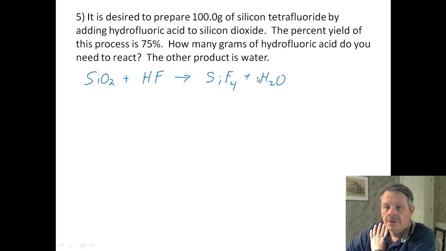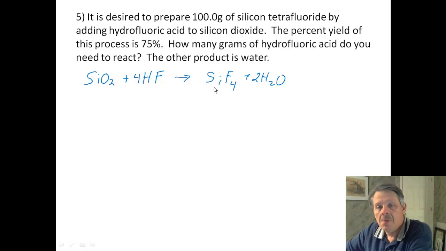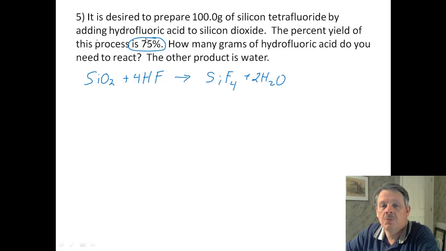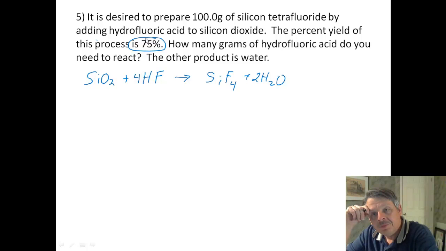All right. So now to be able to balance this reaction, I've only got one oxygen on the right-hand side. So clearly I need to have two oxygens on the right-hand side, but that gives me 4 H's. That means I have to have a 4 here, and that gives me 4 F's. So I look like I'm now balanced. The key here is that the percent yield of this process is 75%. So we already know we don't get 100% of what we want. So how in the world do we figure out how much we should get?